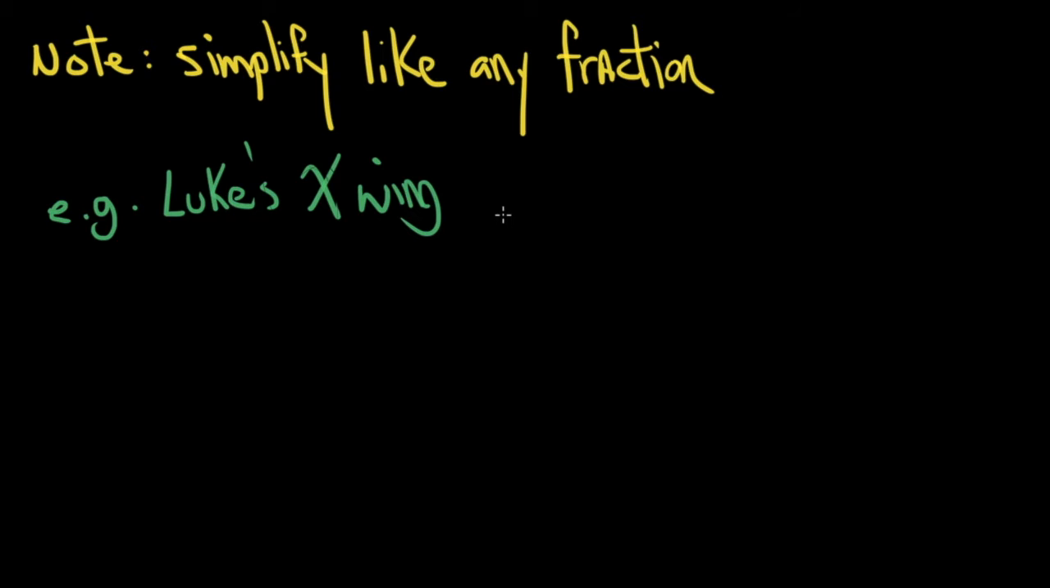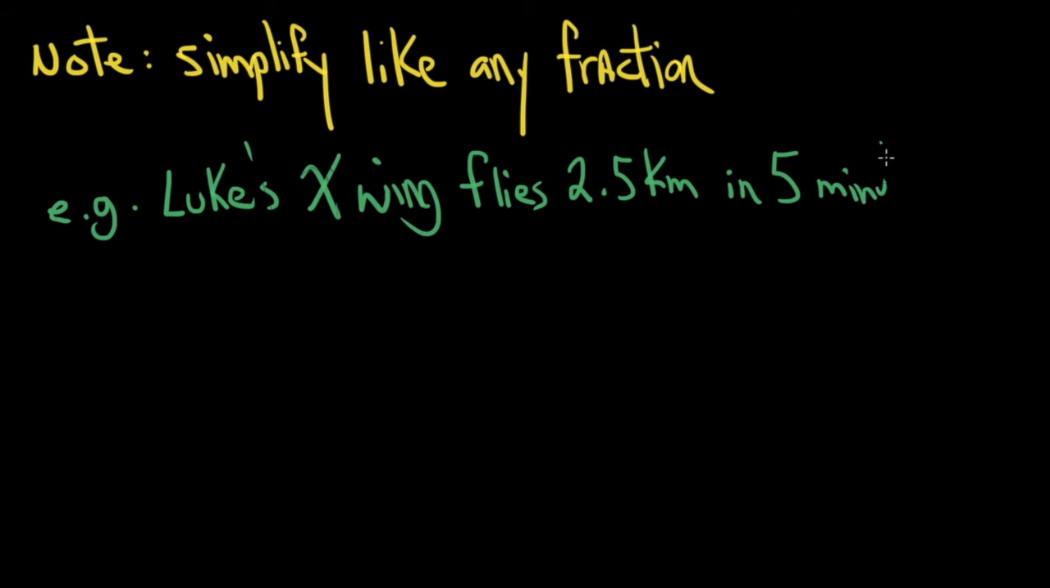What is Luke's X-Wing? It goes really slow. It flies. We're going to say it flies 2.5 kilometers in 5 minutes. So 2.5 kilometers in 5 minutes. So it's going pretty slow.